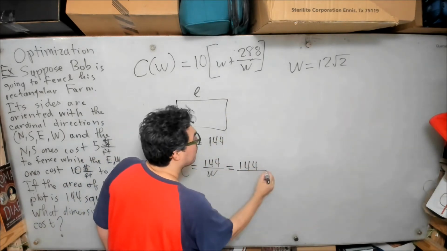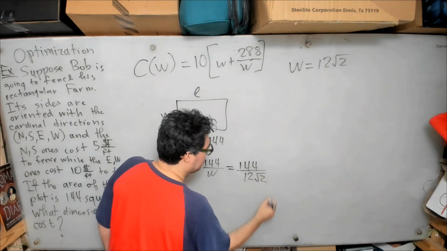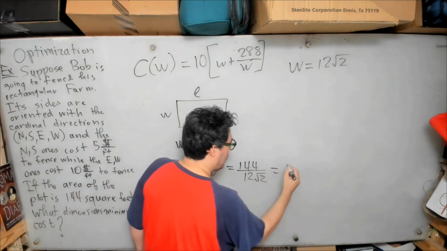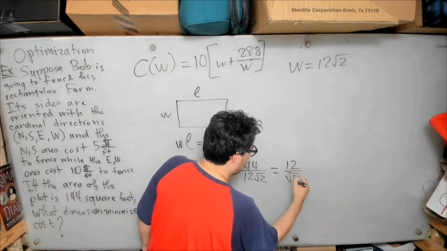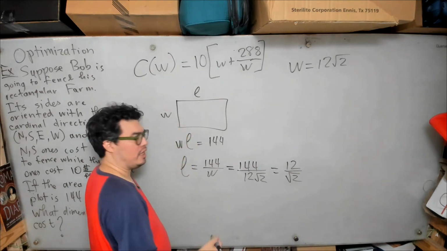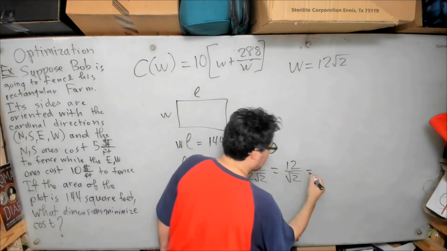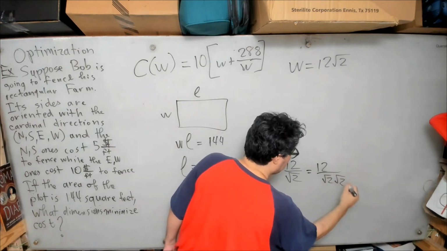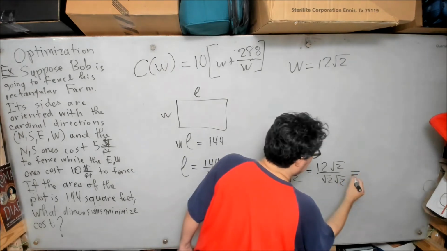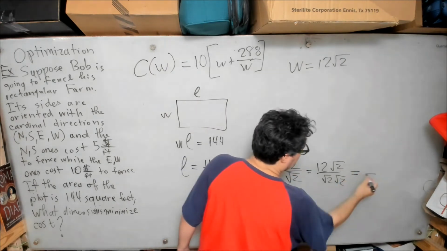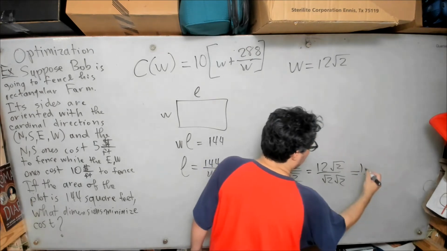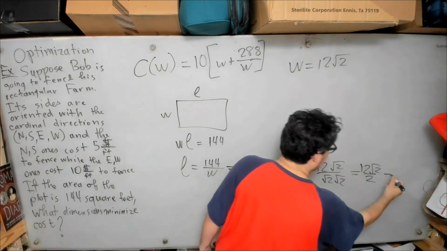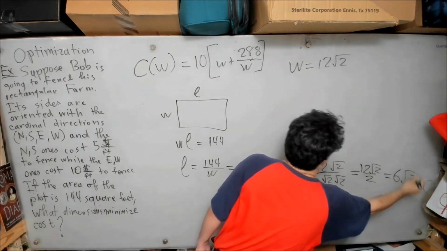So 144 divided by 12 square root of 2. We can see here 144 divided by 12 is 12. So we end up with 12 divided by the square root of 2. I can rationalize this by multiplying the top and bottom by the square root of 2. And I can see that the square root of 2 times square root of 2 gives us a 2 on the bottom. And then on the top we're left with 12 square root of 2. You can see the 12 cancels with the 2 to give me a 6. So I have 6 square root of 2 as my length.